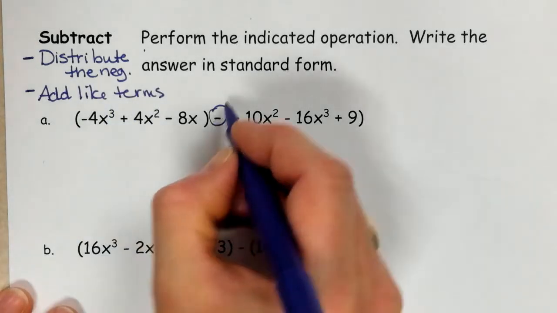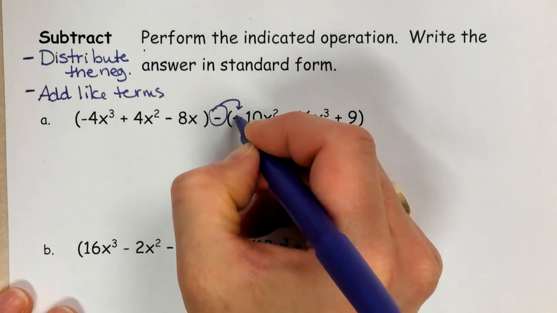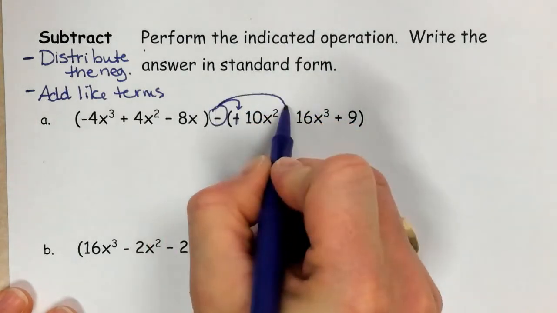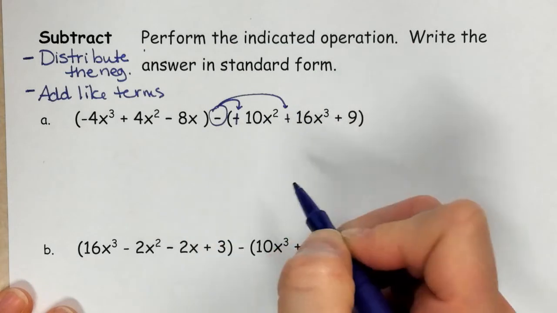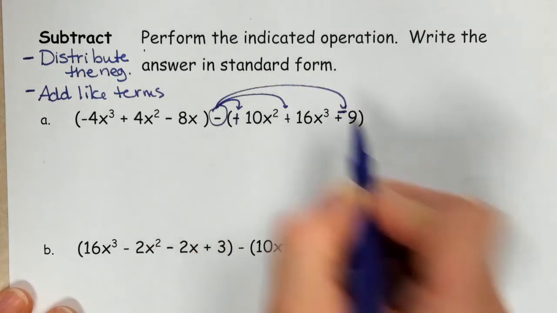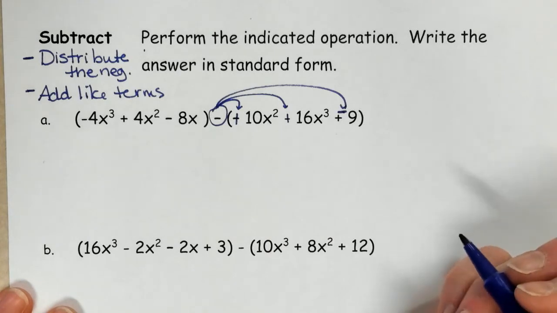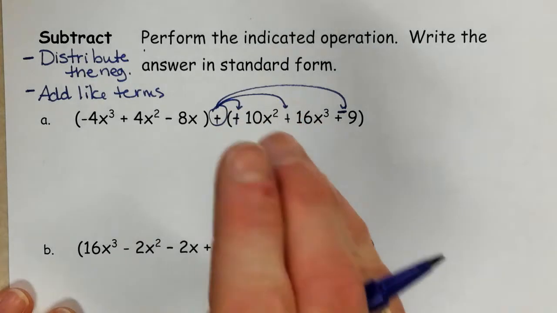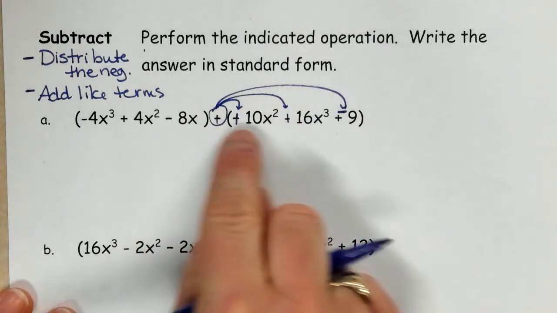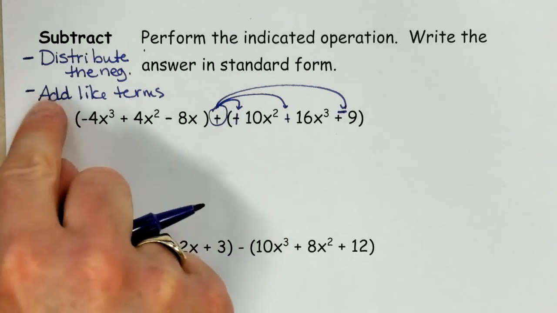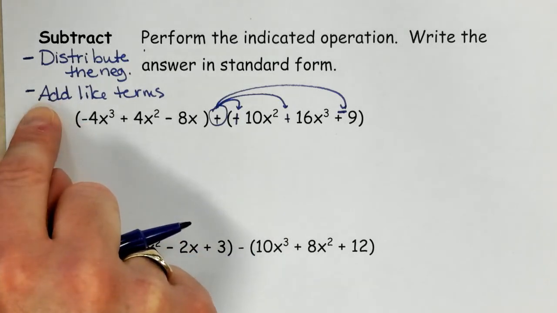So this negative is going to turn this negative into positive. This negative is going to turn this negative into positive, and this negative is going to turn this positive into negative. Now I'm just going to change it to add. I changed my negative into adding all the opposites. So now I'm going to add like terms.